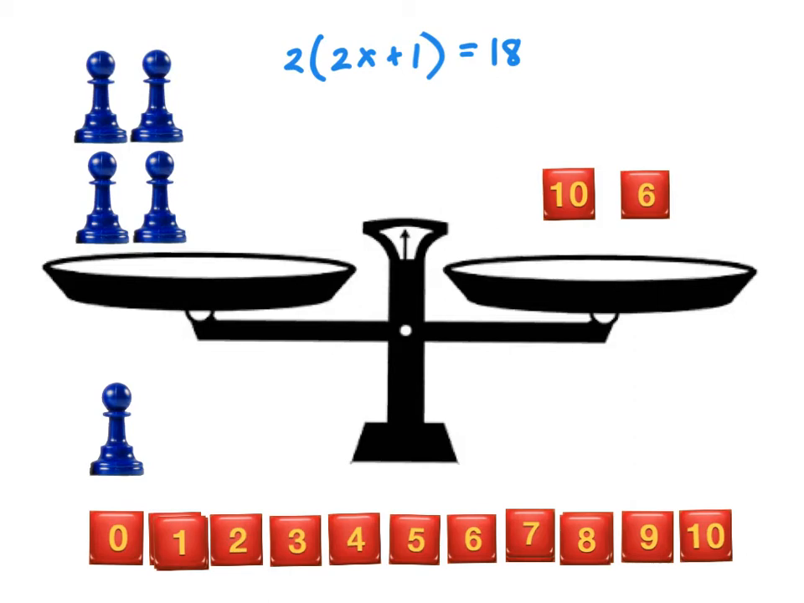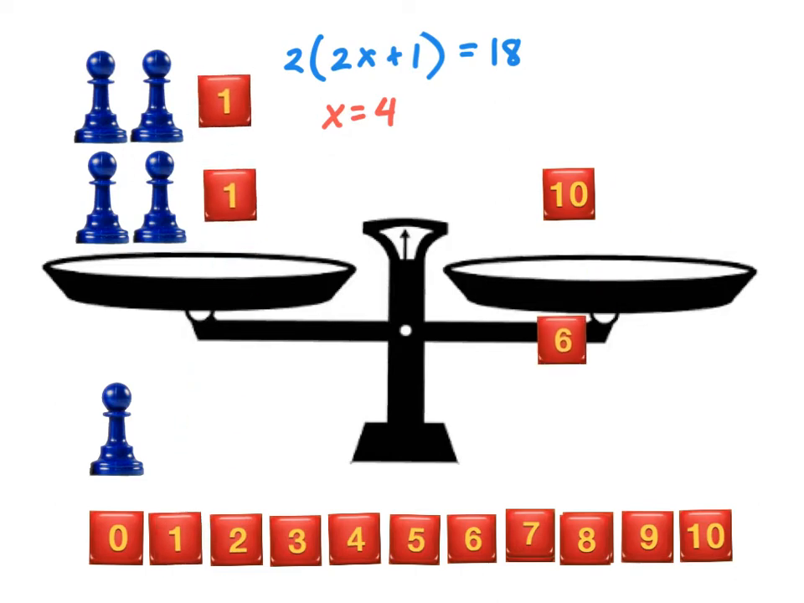4 times some number equals 16. And 4 times 4 equals 16. So x equals 4. We're going to set this up again, just as it originally was, to do our check. So we needed 2x plus 1 twice on the left-hand side, and then 18 on the right-hand side.